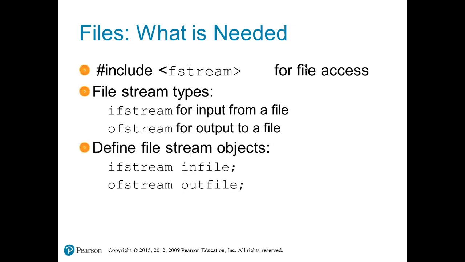Here's how we declare them. So we use the keyword ifstream infile. Infile is the name of the variable. I could have named that x. I could have said ifstream x. So ifstream infile is declaring a variable. What type of variable is that? That's a file pointer. It can point at an input file.